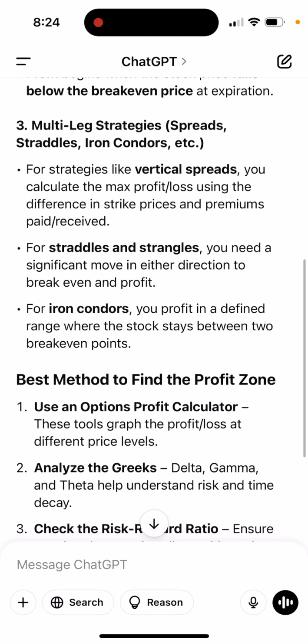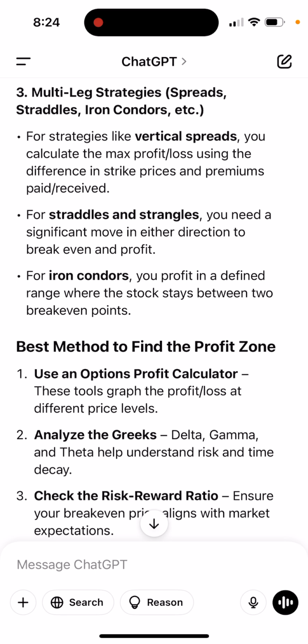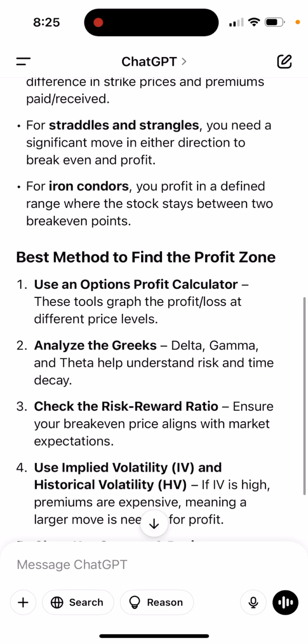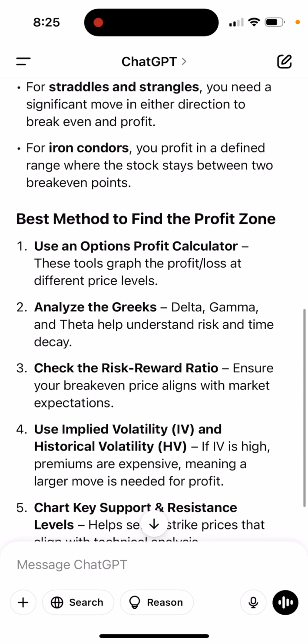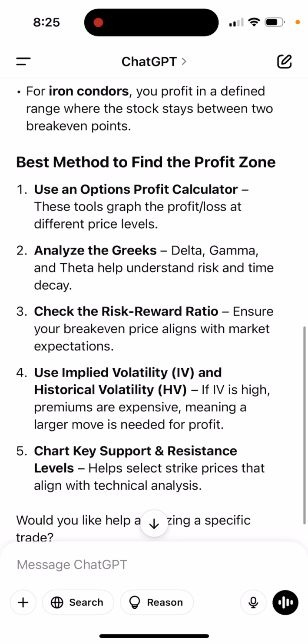All right. Multi-leg strategies: spreads, straddles, iron condors, etc. I'm not sure what that is. For strategies like vertical spreads, you calculate the max profit and loss using the difference in strike prices and premiums paid or received. For straddles and strangles, you need a significant move in either direction to break even or profit. For iron condors, you profit in a defined range where the stock stays between two break-even points.